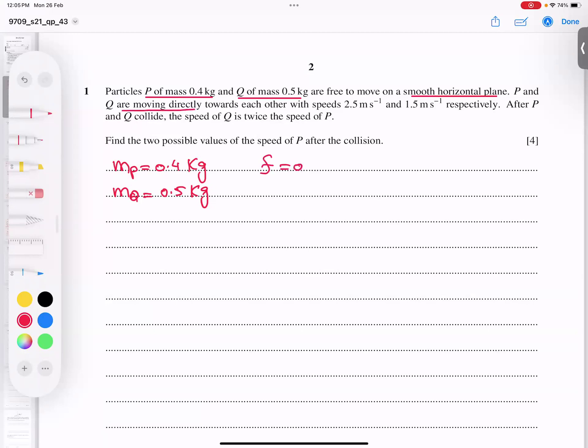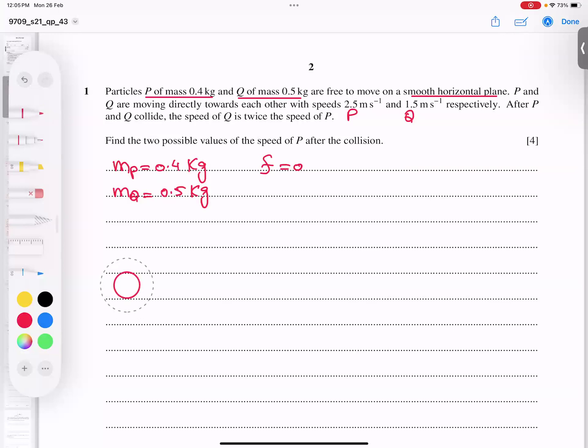P and Q are moving directly towards each other. This is the speed of P and this is the speed of Q. So what is the method to do? Just have a look here.